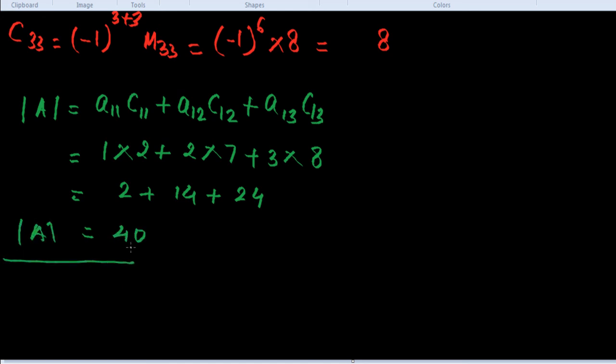So by any row or column we could apply this cofactor, and using this cofactor we could easily find the determinant of any square matrix. So this was our session about the cofactors and minors and how to find the value of the determinant of any square matrix through the cofactors and minors.